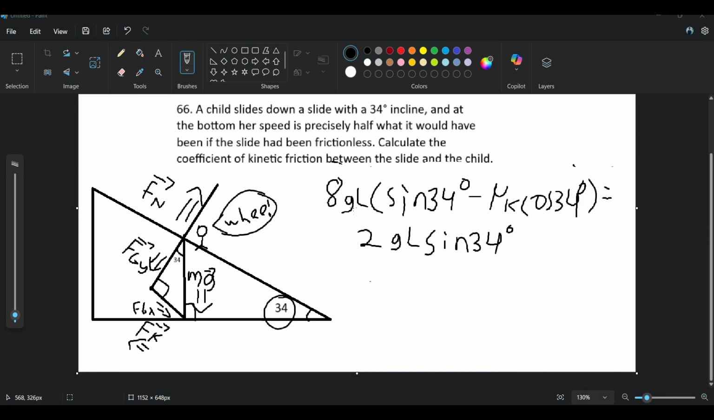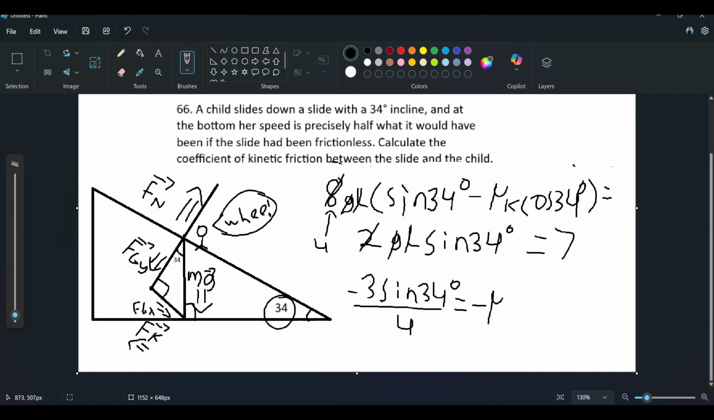So we have this equation. The gLs are going to cancel out, and then the 2 will be canceled, and this will become 4. So this part is going to be sine 34 over 4, and then we'll subtract, so then we'll have negative 3 sine 34 degrees over 4 is equal to negative coefficient of kinetic friction times cosine 34 degrees.